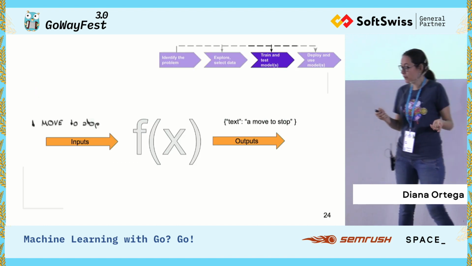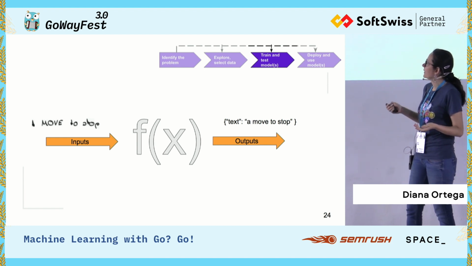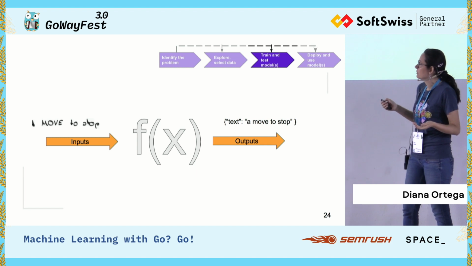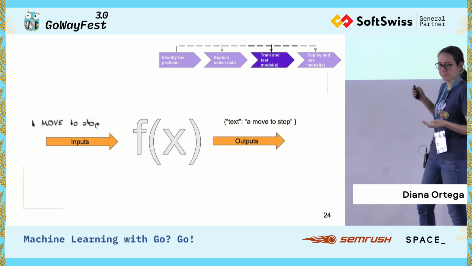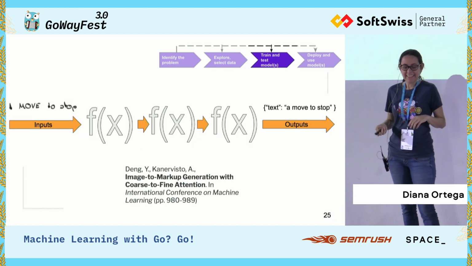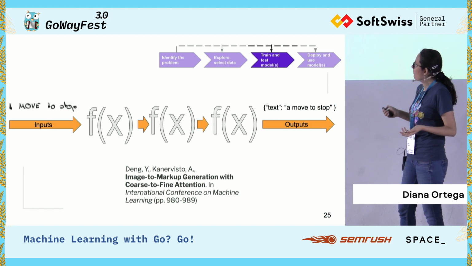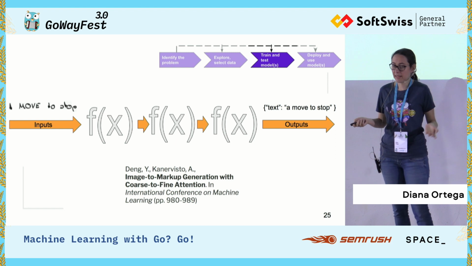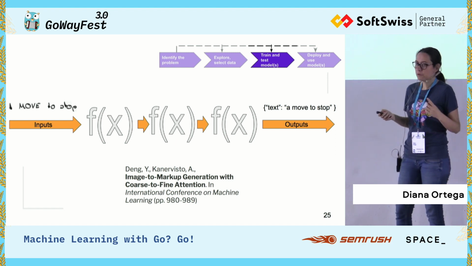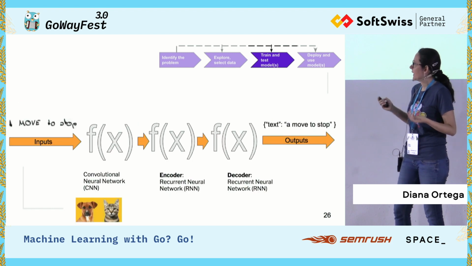Well, as I said before, we have to find a function and parameters that translate this photo to this text. It's easy, no? Well, it's not that easy. We found a paper from this person, and it was the state of the art at the time. And it's not one function, but three. It's three neural networks connected.